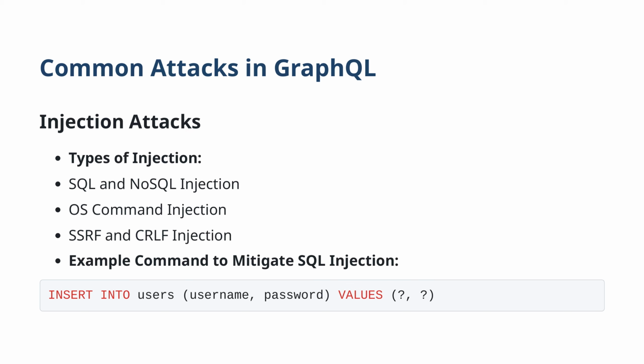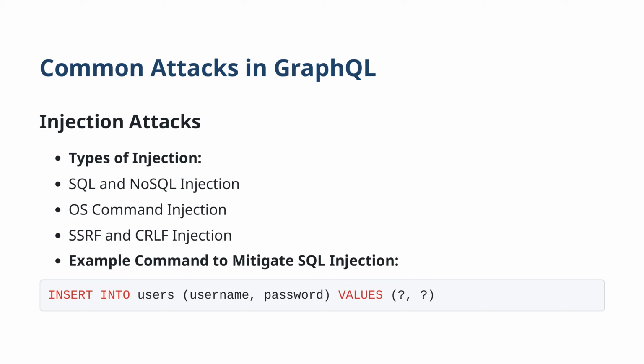2. OS command injection. This type of attack occurs when the attacker tries to execute operating system commands via the API. The consequences can be severe, including taking control of the server. 3. SSRF and CRLF injection. Server-side request forgery, SSRF, can trick the server into making unwarranted requests to unintended destinations, potentially leaking sensitive data. Carriage return and line feed, CRLF, injection can manipulate the way data is handled, leading to vulnerabilities like HTTP response splitting.